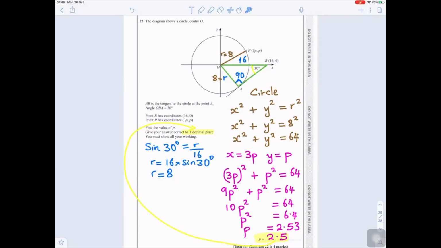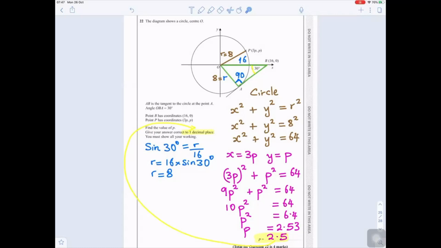First, we look at that triangle. Sine of 30 degrees is r over 16. Look at the triangle in green, and we're going to use the trigonometric ratio. Sine 30 degrees is opposite, which is r, divided by the hypotenuse, which is 16. That means r is 16 times sine 30. Sine 30 is a half. 16 times a half gives us 8. So the radius is 8.